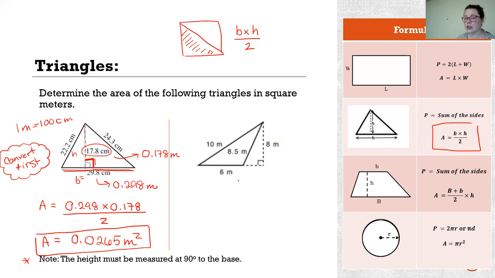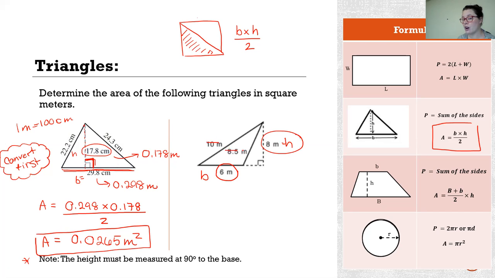Now the next triangle does not have any conversion in it. We want meters and it's given to you in meters. The base is still this bottom edge, 6 meters. This is our base, but our height is measured straight up from the base to the highest point. So that's this dashed line here. We don't include that measurement in perimeter, but we do include this measurement. This is our height when we're calculating area.